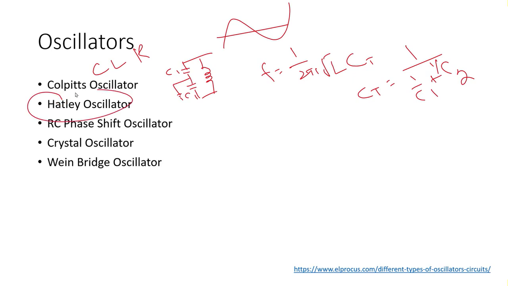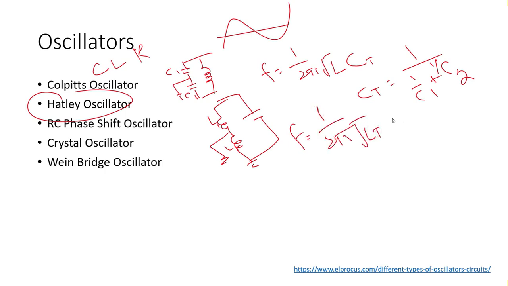The Hartley oscillator uses a circuit like this, in which the inductor is divided into two, let's say L1 and L2, and F equals 1 over 2 pi square root of LT C, where LT is equal to L1 plus L2.